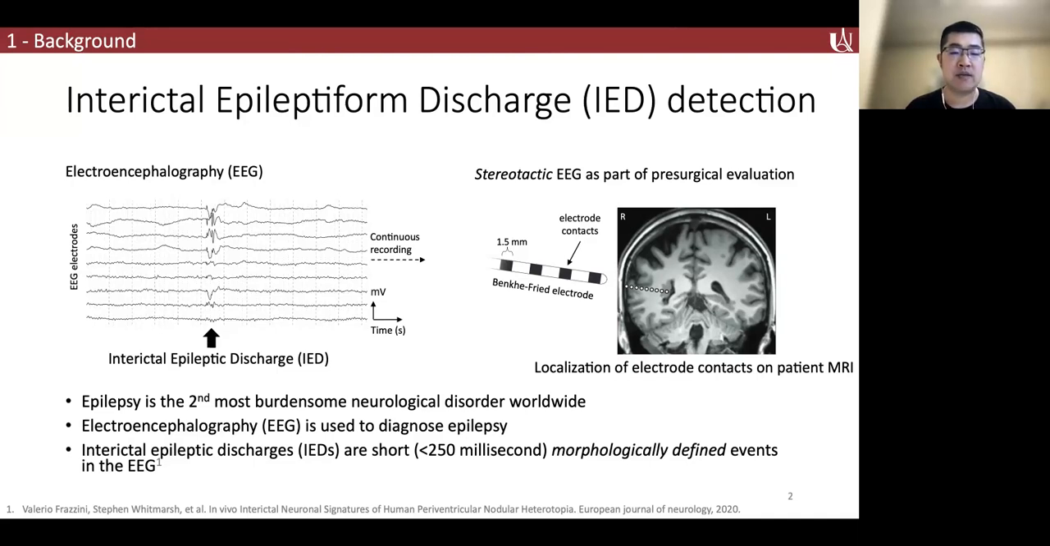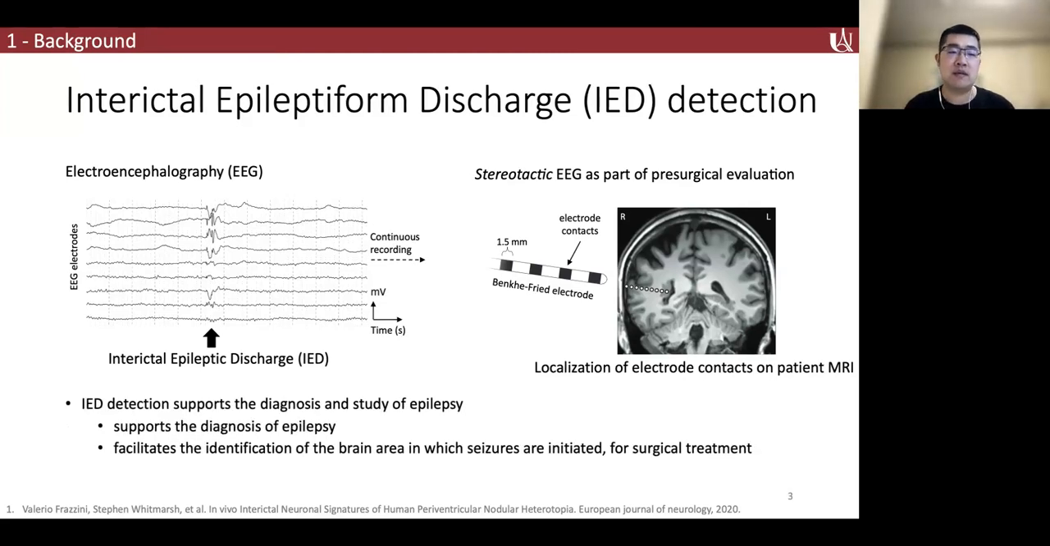IED patterns are short morphology-defined events in the EEG series. Morphology-defined means that there is no formal definition using the amplitude or the length of the signals. Their identification is mostly based on the experience of the clinicians.